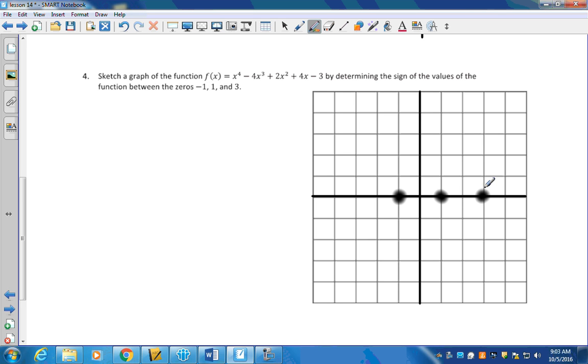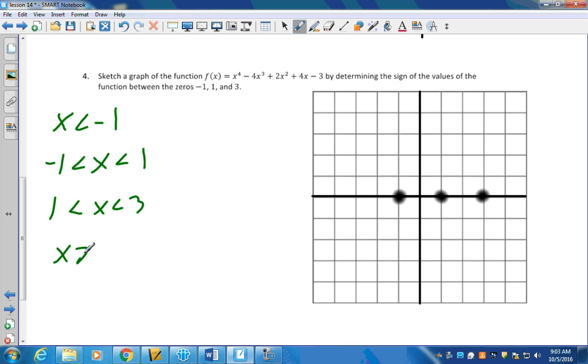Pick a number less than negative 1. Pick a number between negative 1 and positive 1. Pick a number between 1 and 3. And pick a number greater than 3. All right, so work together. Pick one number. Tell somebody else what number to pick. You pick a number. Tell the person behind you to pick a number. You should only do one. Between 14 of us, we should be able to get all 4 numbers in real quick.